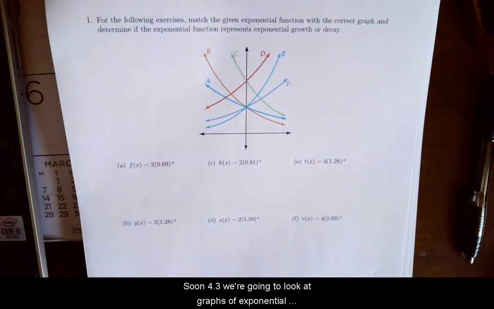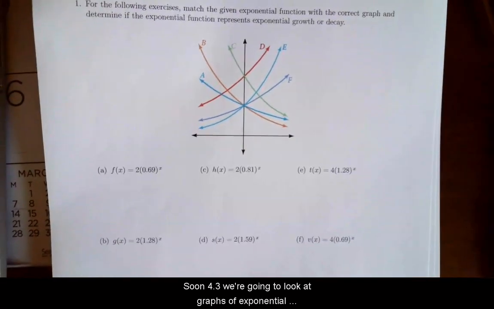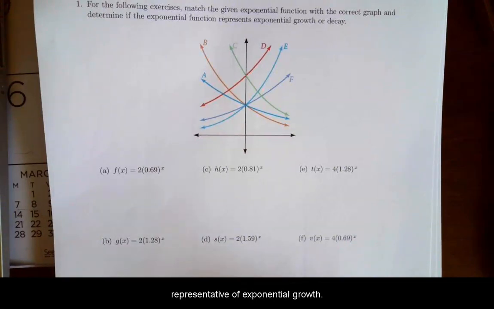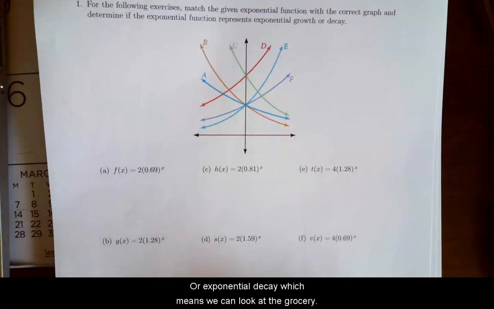So in 4.3, we're going to look at graphs of exponential functions. And what we want to look at first is our initial value. And then we're going to determine if the function is representative of exponential growth or exponential decay, which means we're going to look at the growth rate.